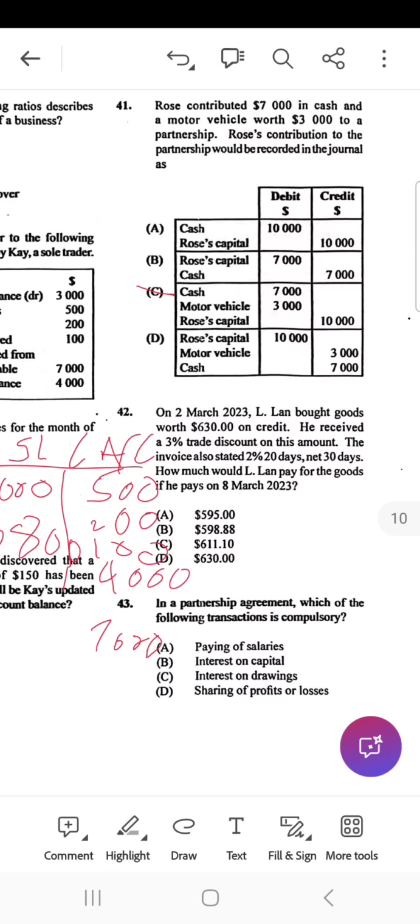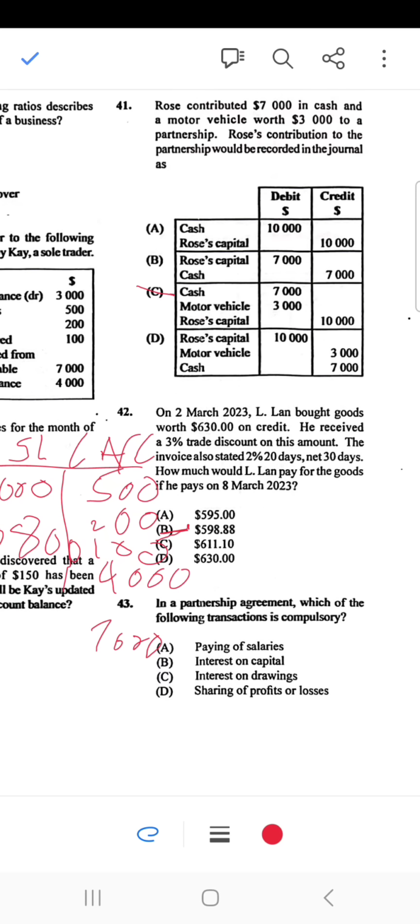Then they say the invoice stated 2% 20 days net 30, which means if you pay your money within 20 days, you earn another 2% discount. Elan apparently paid for his goods on the 8th of March, which is 6 days after. So he earned himself that 2% discount. So we're going to minus that 2% from $611.10, and that will leave us with B, $598.88.